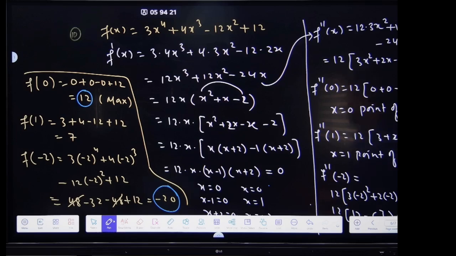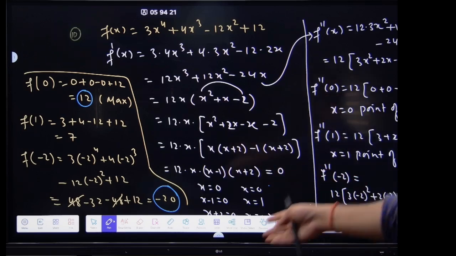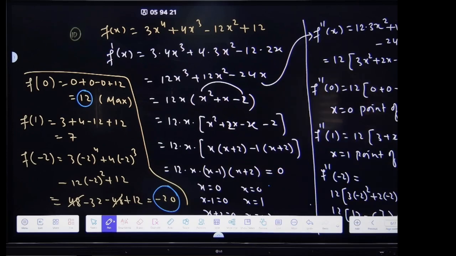Both 1 and 12, right? Yeah, 1 and 12, correct. True, that's what I calculated here. Both the statements are true. Correct?